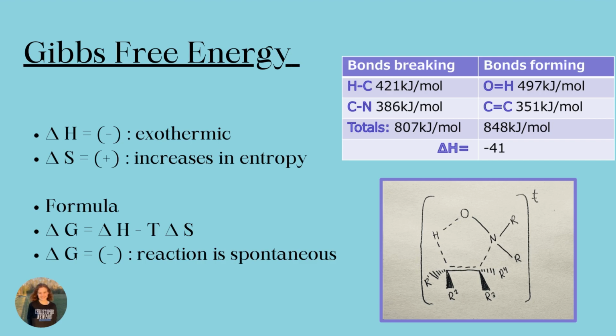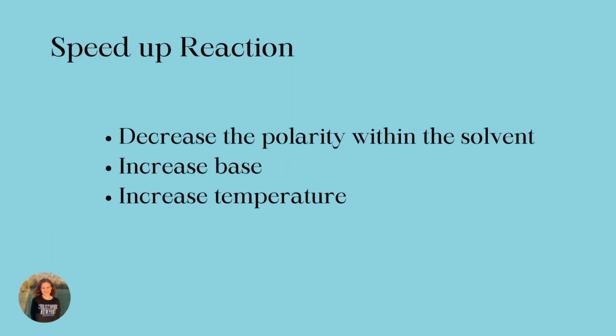Using these two pieces of information and the Gibbs free energy formula, we can determine that the delta G is negative. And when you have a negative delta G, the reaction is spontaneous. Some ways to speed up this reaction can be to decrease the polarity within the solvent. This works because the mechanism is highly sensitive to solvent effects. Also, increasing the temperature and increasing the base will speed up the reaction rate as well.